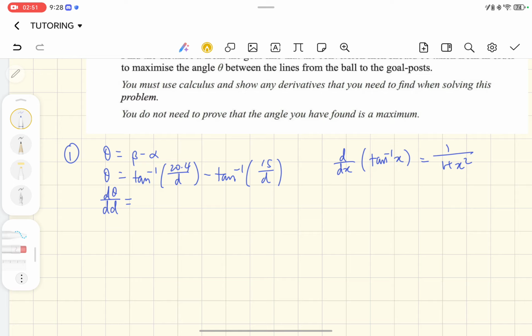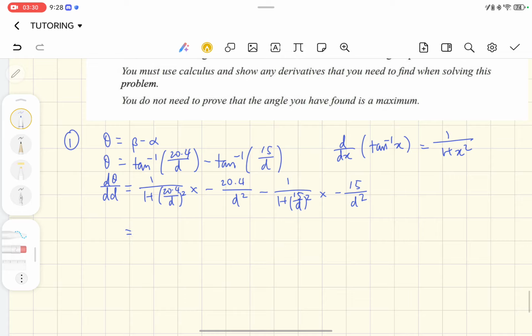So the derivative of tan inverse of 20.4 over d would be 1 over 1 plus (20.4 over d) squared. Then because of the chain rule, we multiply by the derivative of the inside function, which would be negative 20.4 over d squared. Then we subtract the derivative of tan inverse of 15 over d, which will be 1 over 1 plus (15 over d) squared, multiplied by the derivative of the inside function.